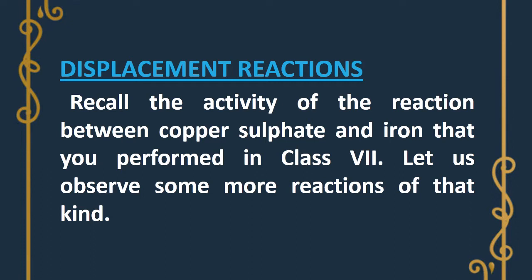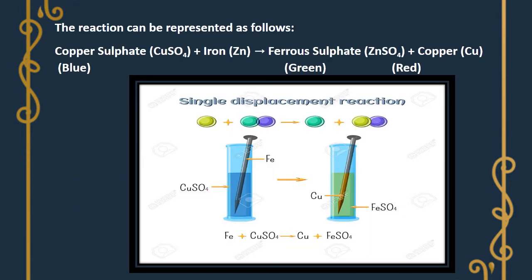Displacement reaction. Recall the activity of the reaction between copper sulfate and iron that you performed in class 7th. Let us observe some more reactions of that type. This was the reaction that you did in 7th class. The reaction can be represented as follows. Copper sulfate, when it comes in contact with iron, there is a displacement reaction taking place and the products obtained are ferrous sulfate and copper.